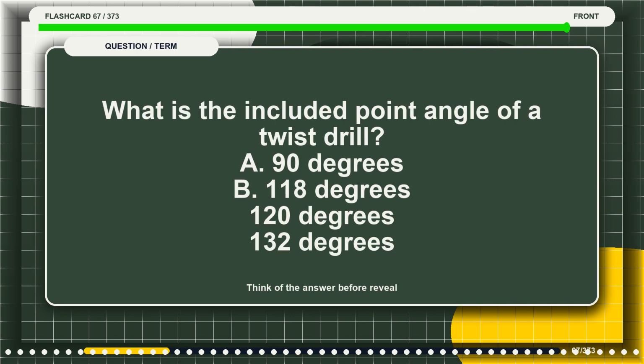Flashcard 67. What is the included point angle of a twist drill? A. 90 degrees. B. 118 degrees. C. 120 degrees. D. 132 degrees. Think of the answer before the reveal.